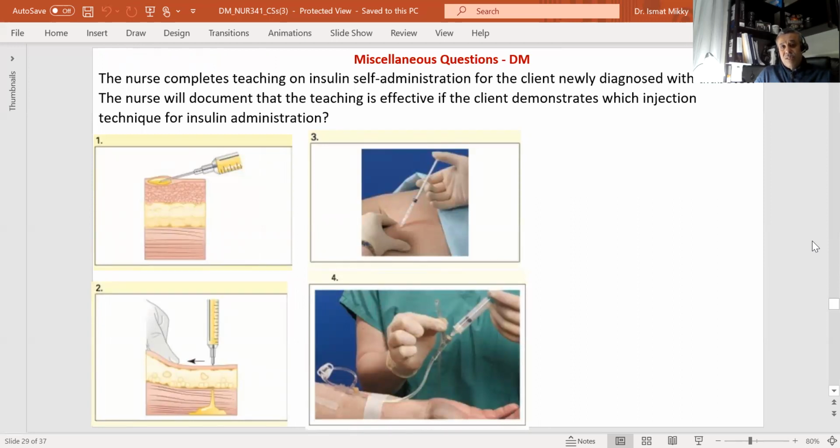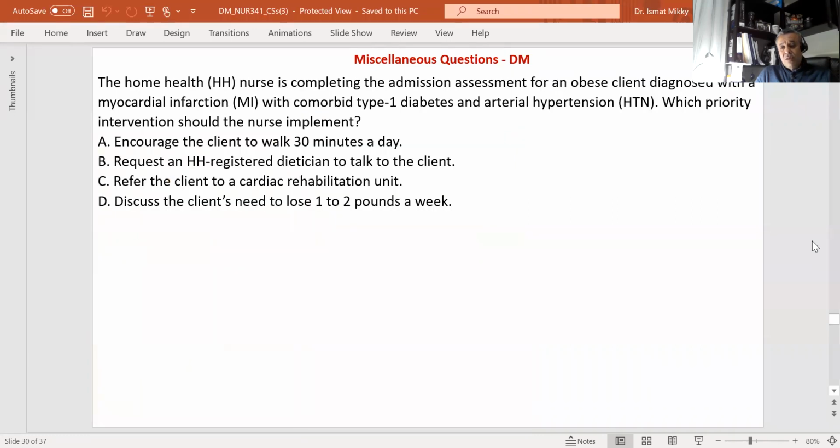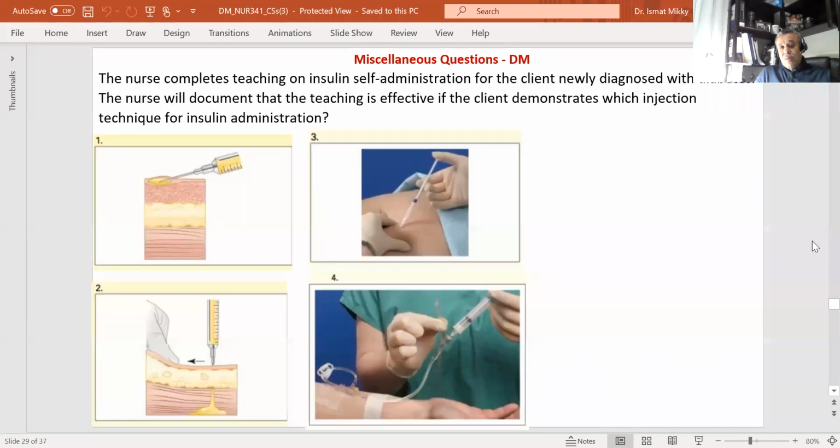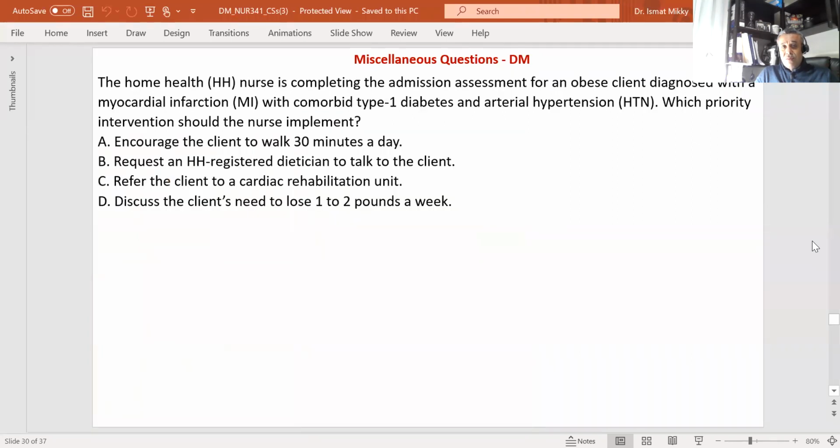So miscellaneous questions. The answer for this question would be 3, because insulin is administered as a sub-Q injection, and that's shown in illustration number 3. Number 1 is the intradermal administration technique. Number 2 is the intramuscular Z-track administration technique. And number 4 is intravenous, as you know.